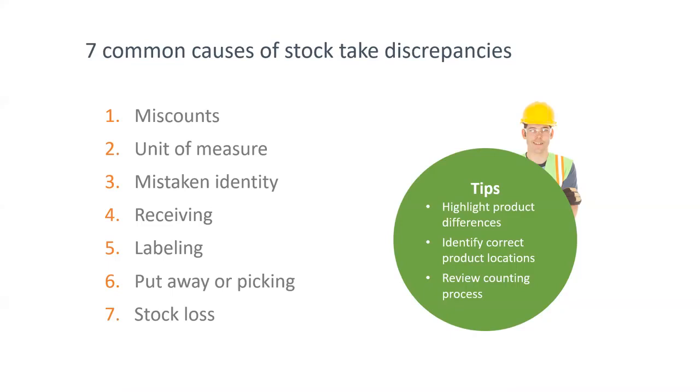Another common one, and this is where RightScan really helps solve these mistakes, is mistaken identity. The item could have been mistaken for a similar product. For example, if I have a red one and I have a pink one, they think they're the same stock code while they're going through that count process. With scanning, you don't have that issue anymore.